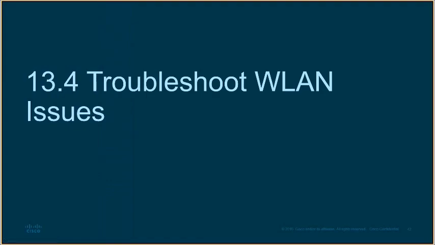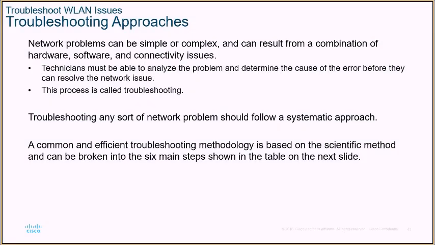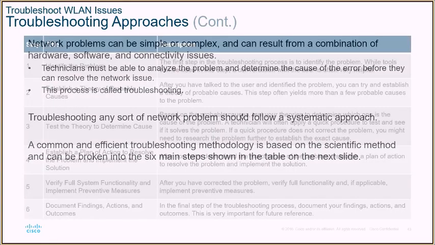Okay, so how do we troubleshoot wireless LANs? So network problems can be simple or complex and can result from a combination of hardware, software, and connectivity issues. Technicians must be able to analyze the problem and determine the cause of the error before they can resolve the network issue. This process is called troubleshooting. Troubleshooting any sort of network problem should follow a systematic approach. A common and efficient troubleshooting methodology is based on the scientific method and can be broken into 6 main steps shown in the table on the next slide.